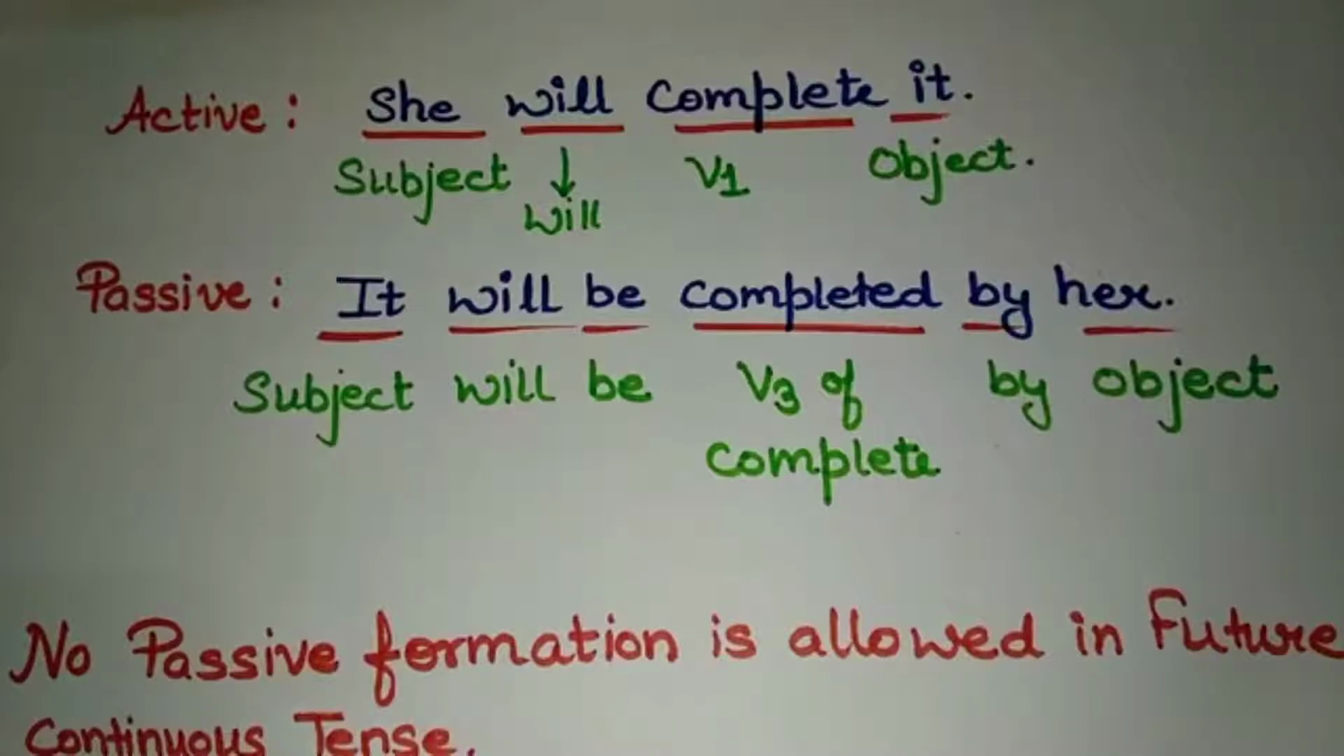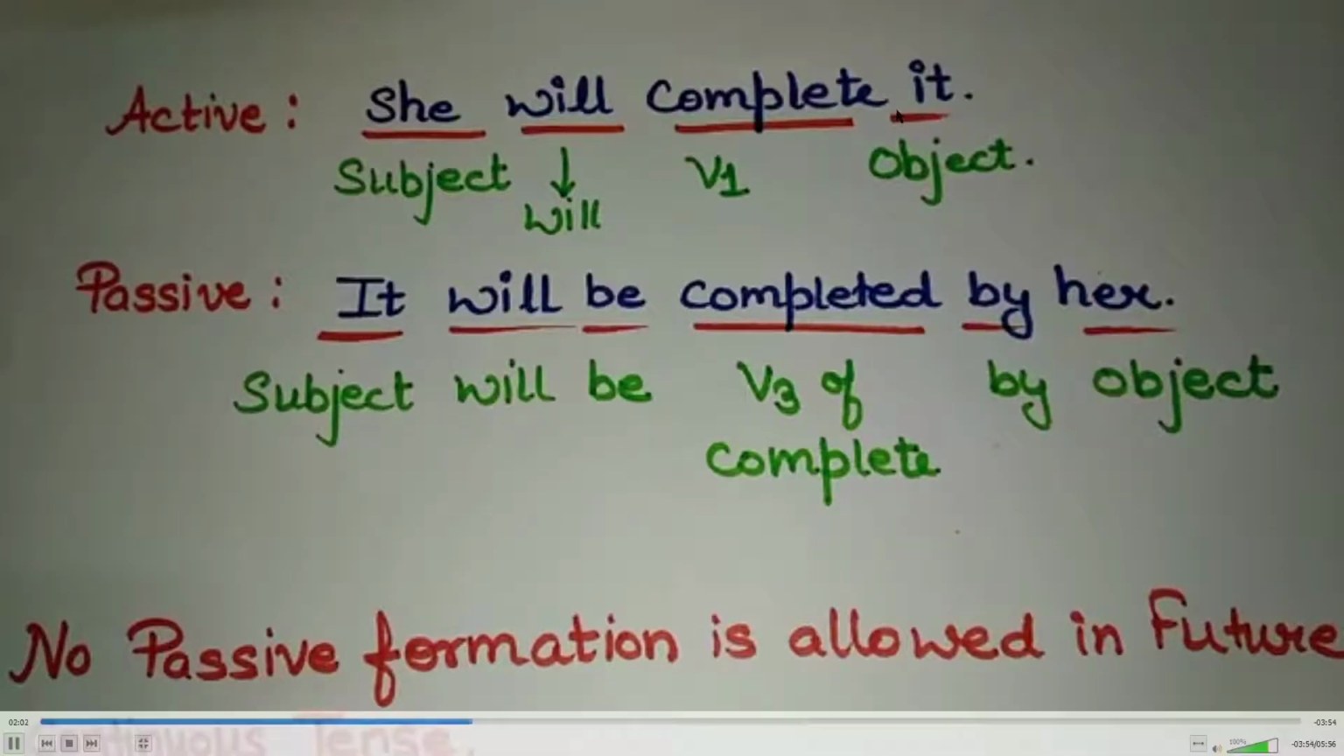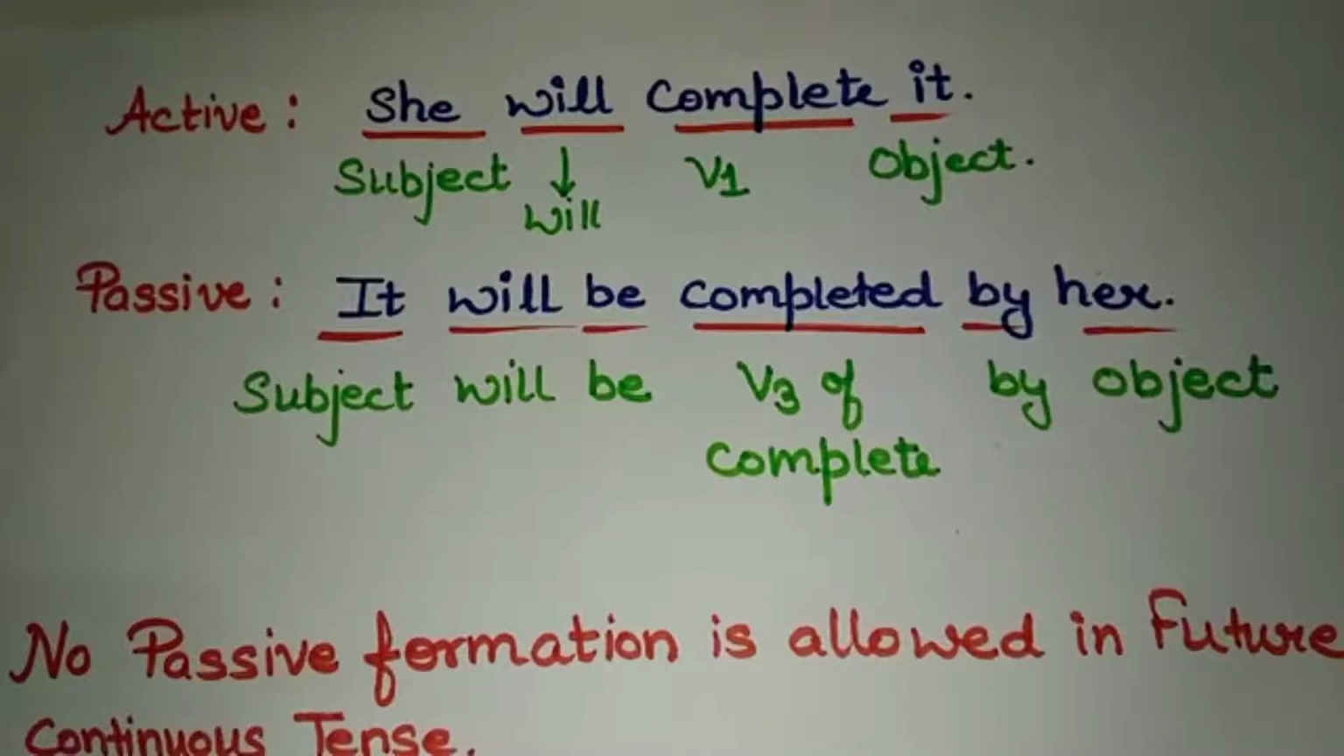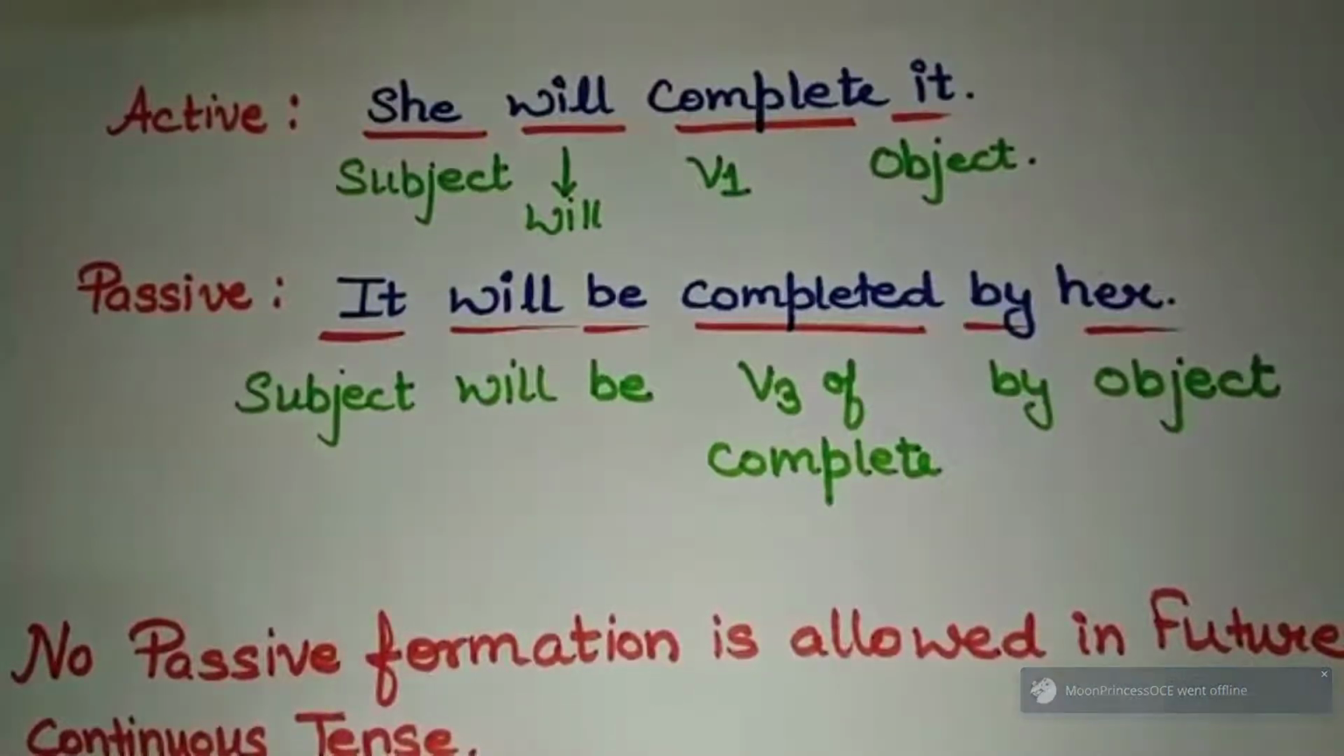In active form, this is like she will complete it, and in passive, it will be like it will be completed by her. Now, in future tense, no passive formation is allowed in future continuous tense. So, if you have been given a sentence in future continuous tense to convert into passive, in that case there will be no passive formation. Okay, so you have to be careful. Sometimes it happens that there is no possible answer, so we have to choose none of these.